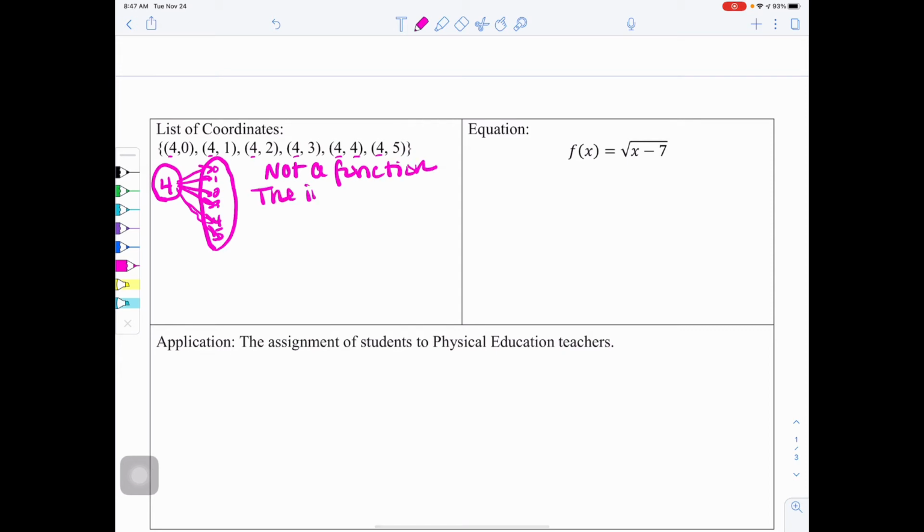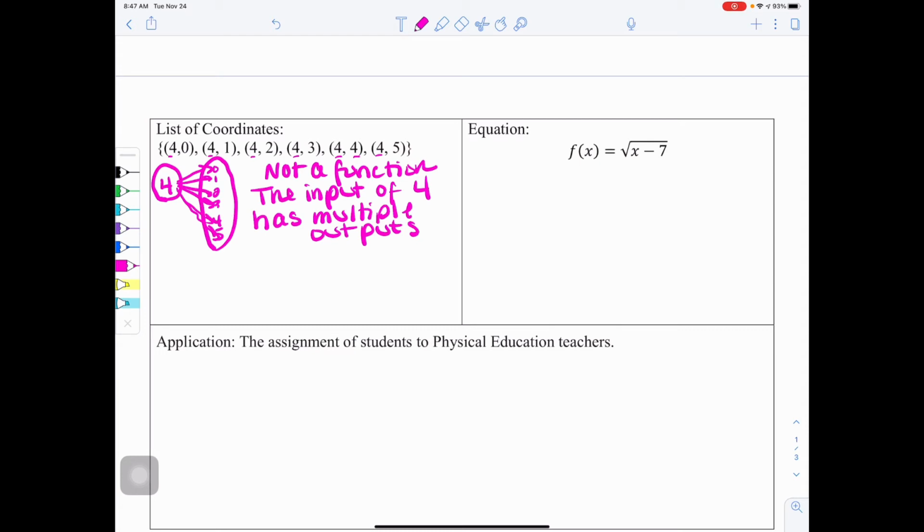The input of 4 has multiple outputs. Or each input does not have one output. Or being specific and saying all of the outputs 4 goes to. So you have options on how you would explain yourself here.